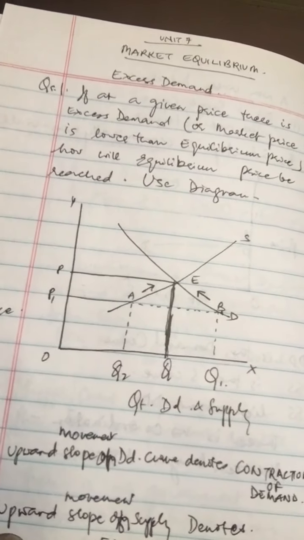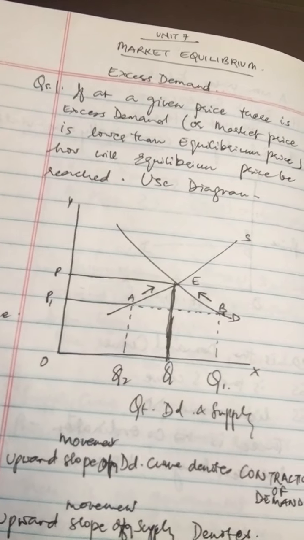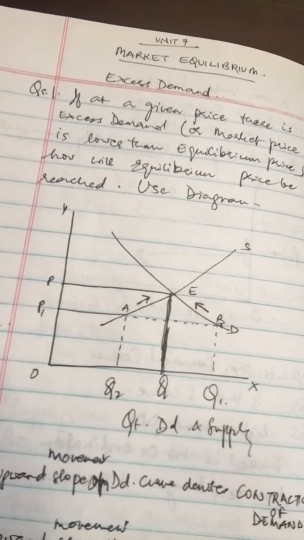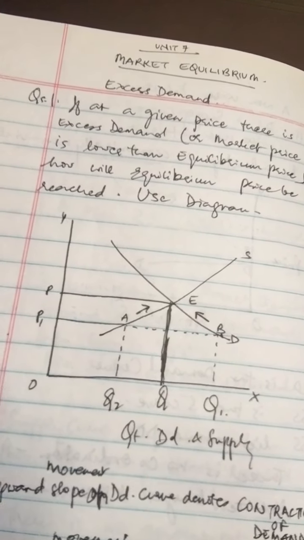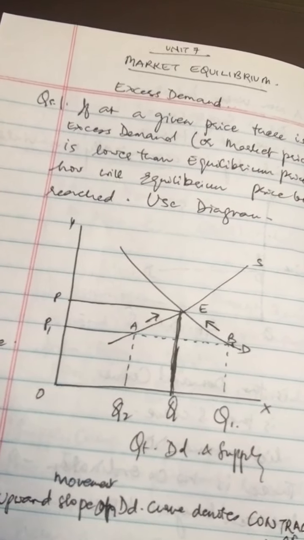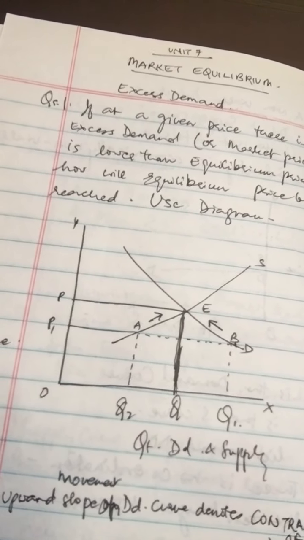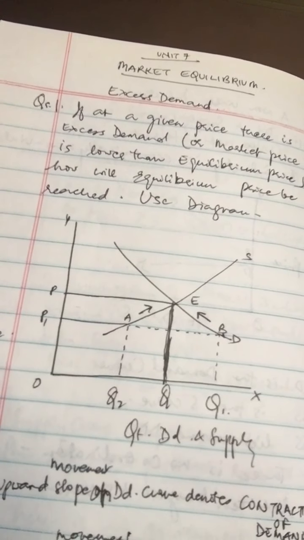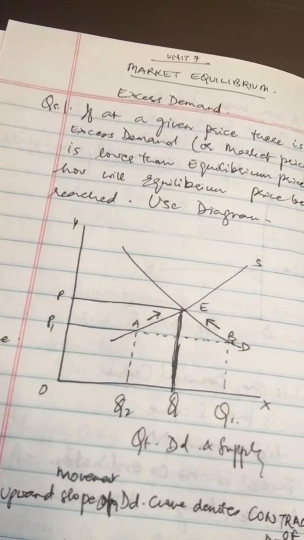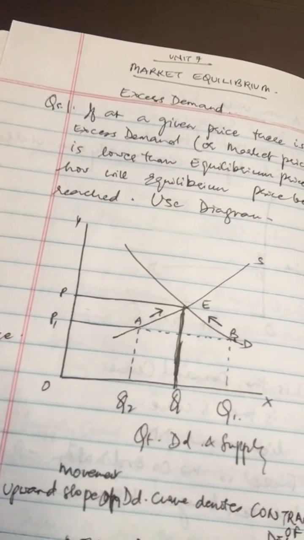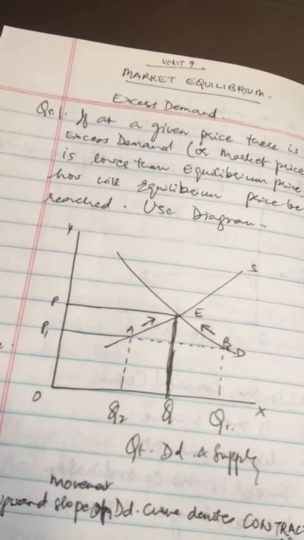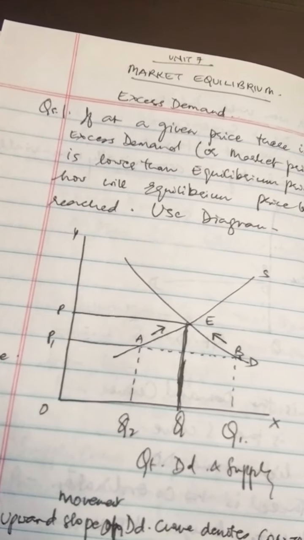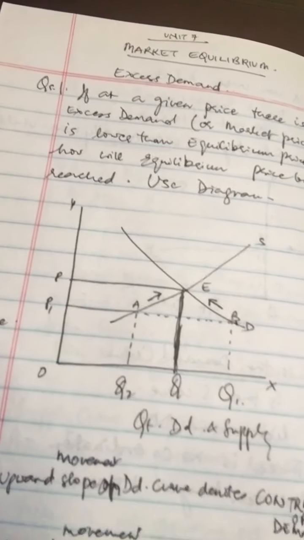Now, in the figure we see that OP is the equilibrium price and OP1 is the market price. At OP1 price, quantity demanded is OQ1 and quantity supplied is OQ2. Thus, there is excess demand equal to AB, that is OQ1 minus OQ2. This will result in competition among buyers. Price will rise, leading to rise in supply and fall in demand, as shown by arrows along demand and supply curves.